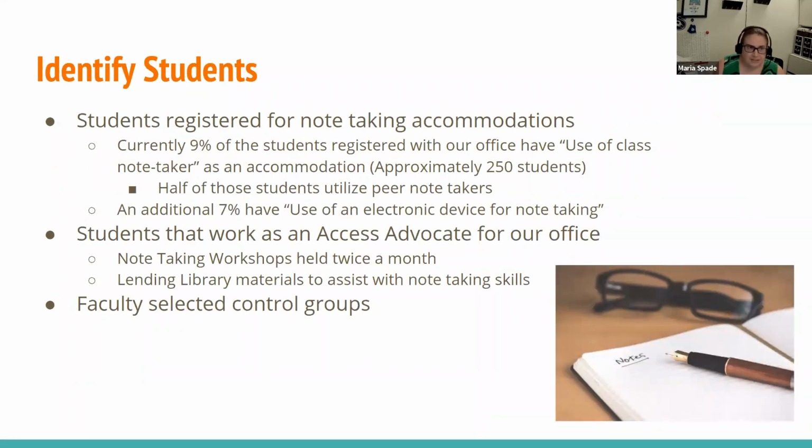So in order for this to be successful and assessed, we needed to identify students. So first, I looked at the students who were registered for note-taking accommodations. Currently, about 9% of the students that are registered with our office have use of a class note taker as an accommodation. That's approximately 250 students. Out of those 250 students, typically we have about half of them who utilize peer note takers a semester. The number is usually half because even though they have that in their letter of accommodation, they may have gone through some of our trainings and now become competent.